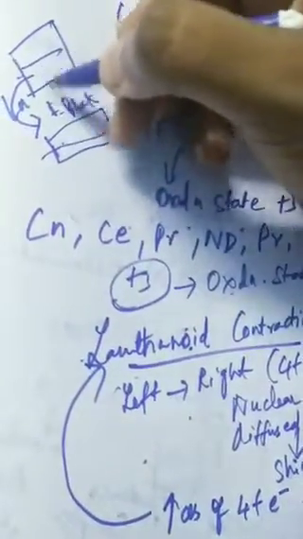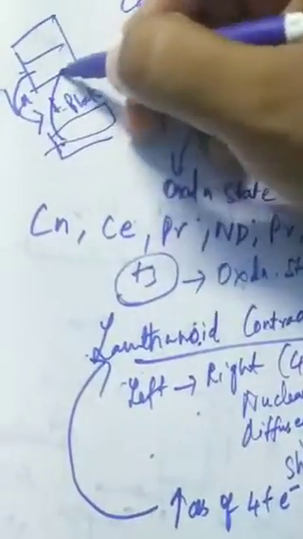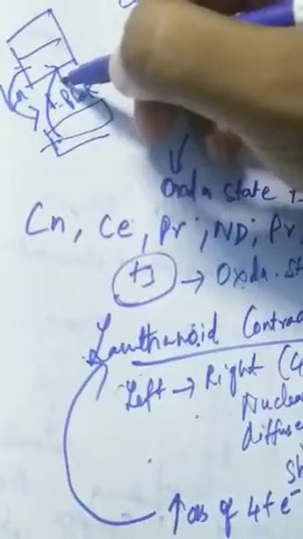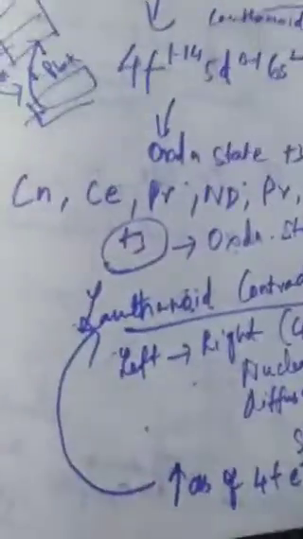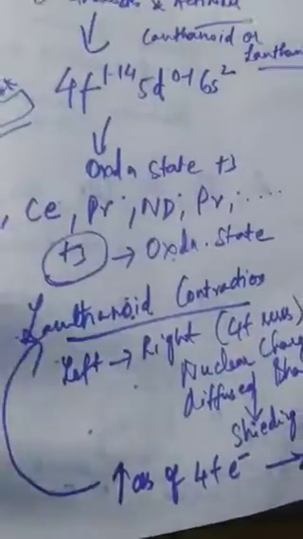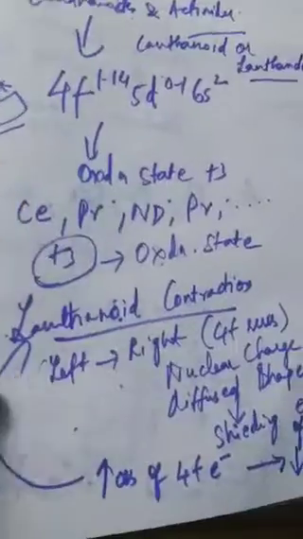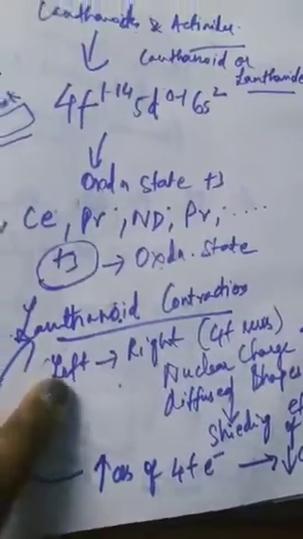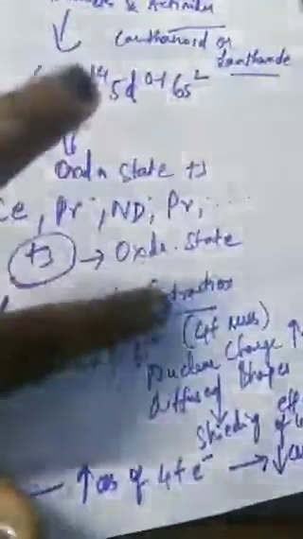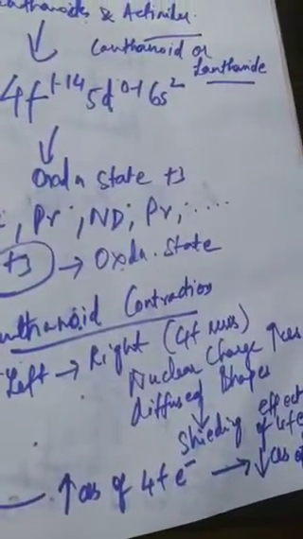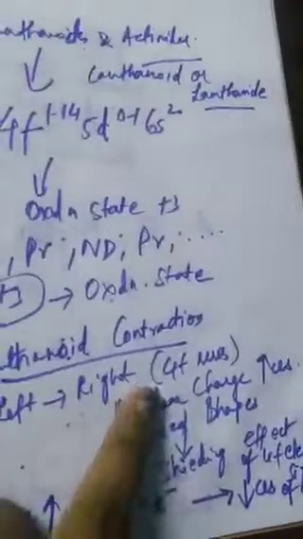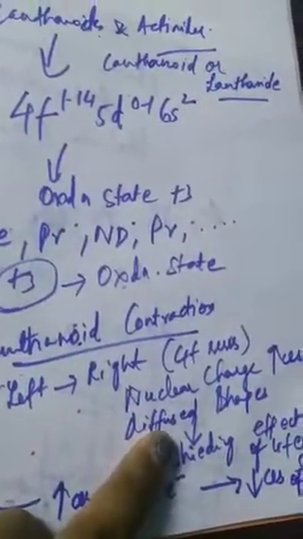So in this inner transition, the F block can be placed in the D block itself, but if you keep the F block inside the D block, the size of the D block will increase. So in order to avoid that, if you take the elements from left to right, their nuclear charge increases. When nuclear charge increases, the size will be reduced.